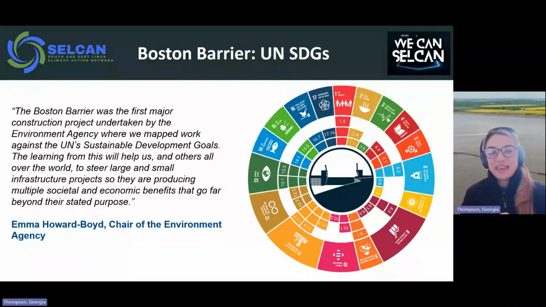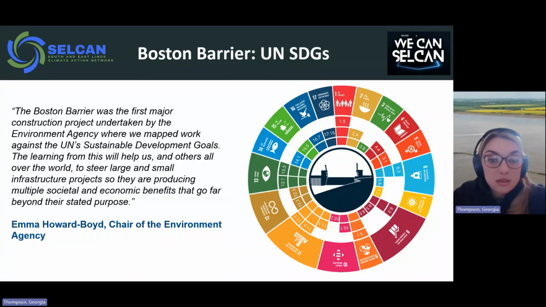So, the UN SDGs and how we applied them to the Boston barrier. This is a quote from our previous chair of the Environment Agency, Emma Howard Boyd. Basically, the Environment Agency is increasingly using the global goals across their work nationally to create better solutions and embed social and environmental considerations throughout the decision-making process. The UN SDGs weren't developed specifically for construction, but we mapped them against our scheme retrospectively and now use them as a way to monitor and evaluate success, and we'll continue to do so as we go into phase 2 of the scheme.